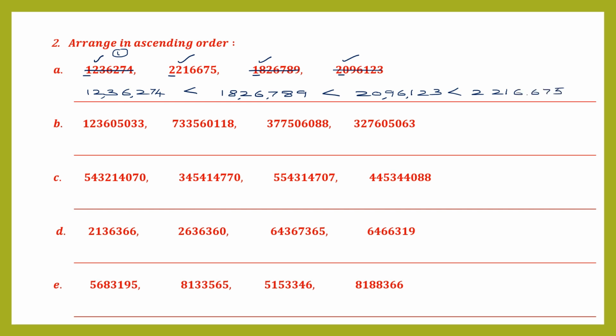2216675. Now read this number. 22,16,675. So these four numbers, we have arranged in ascending order. Let's go to the next one.